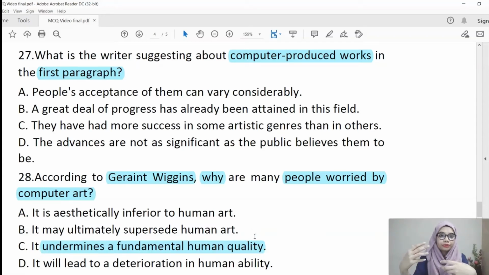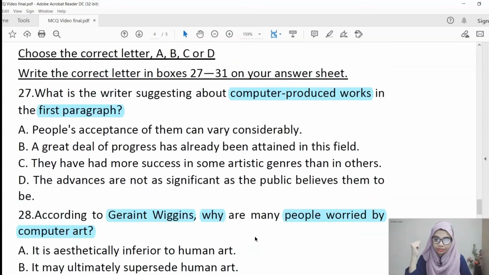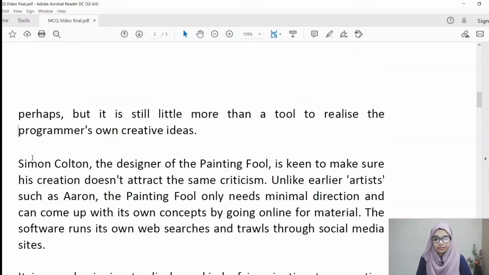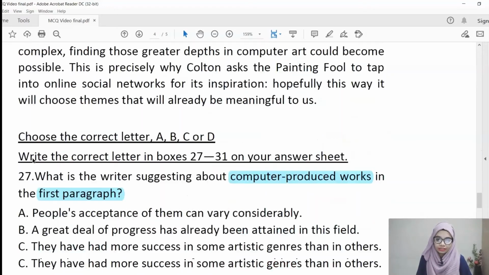what it means to be human. So we are talking about something basic when it comes to meaning, when it comes to being human. And so it undermines a fundamental human quality. So that means that it is reducing an effectiveness of the human quality. So if we go back and read, it is taking something special away from what it means to be human. So yes, this is creating the same effect, that it is undermining a fundamental human quality. So that is the answer for our second question.